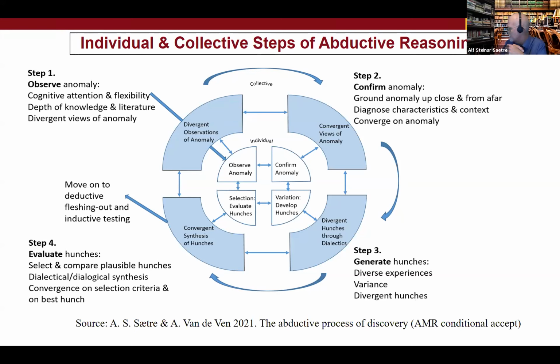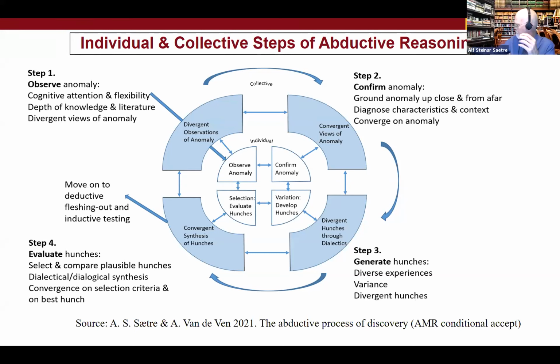Once you confirm the anomaly with others, then the steps move toward generating hunches. Here we need diverse experiences, a wide variety of different hunches. And for that, we need a wide variety of different co-authors and collaborators, who in turn generate diverse hunches, but then come back in step 4 to help us converge, to synthesize the hunches into those that are plausible.